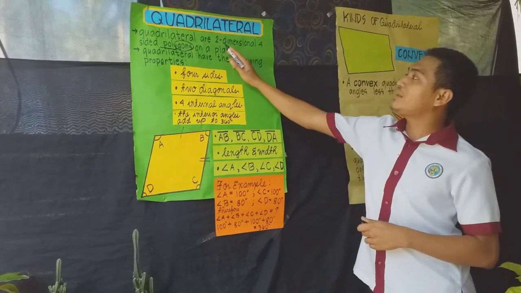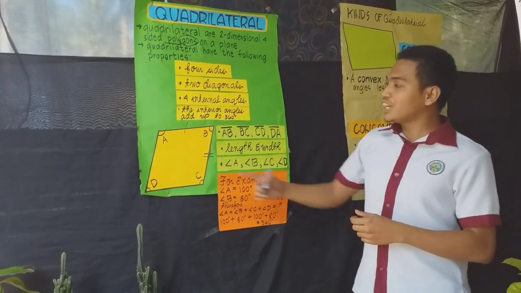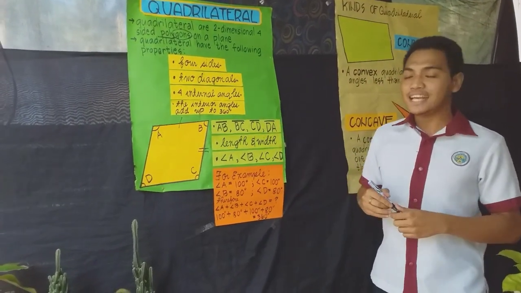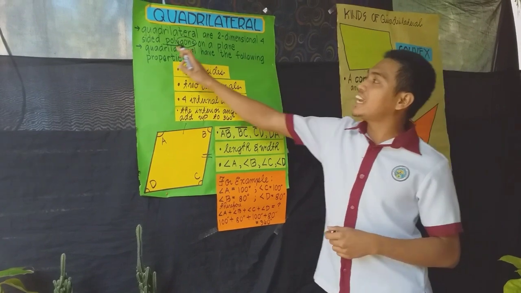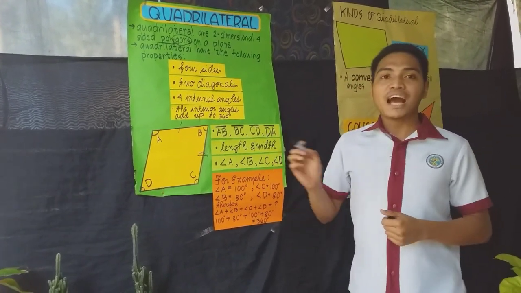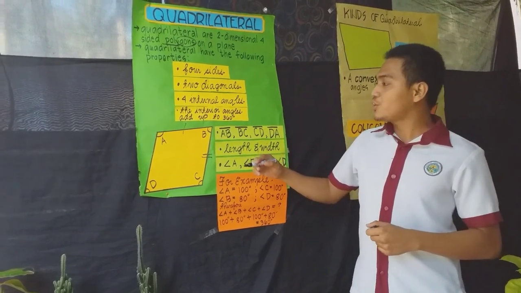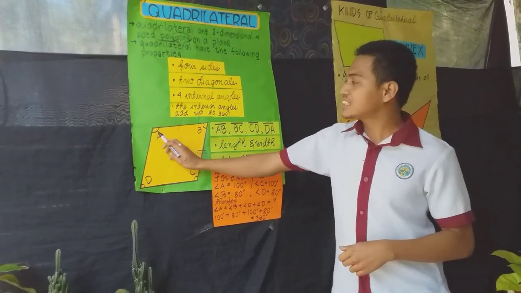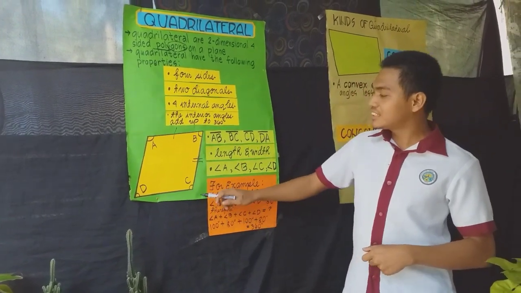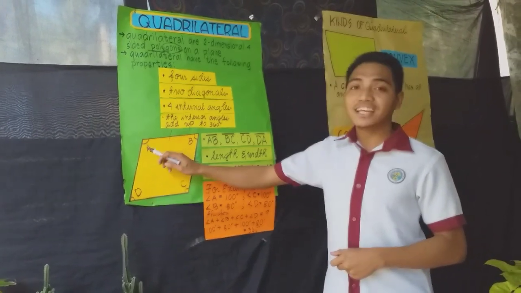When we say 2-dimensional, a shape is composed of length and width only. And when we say 4-sided, it means that the shape has 4 sides. So let's name the sides. This is side AB, side BC, side CD, and side AD.